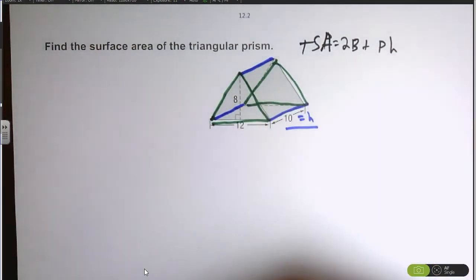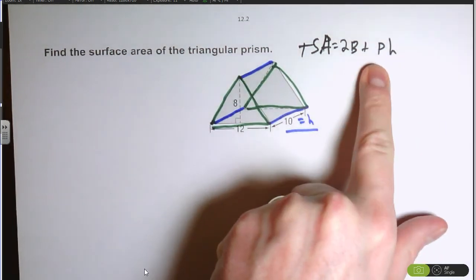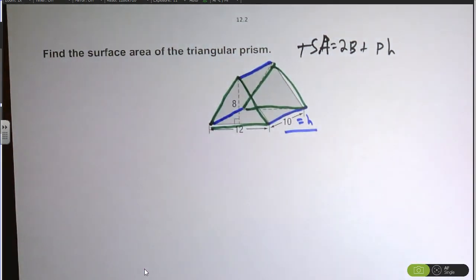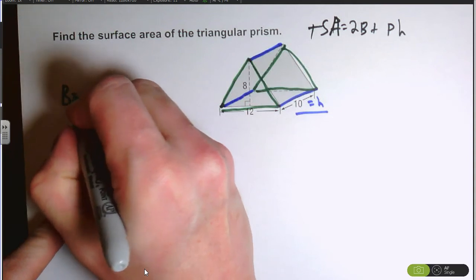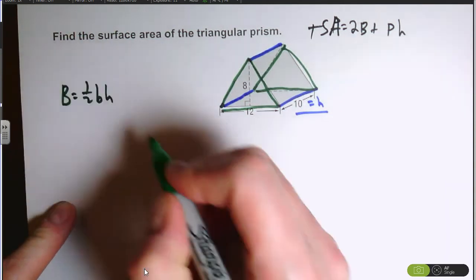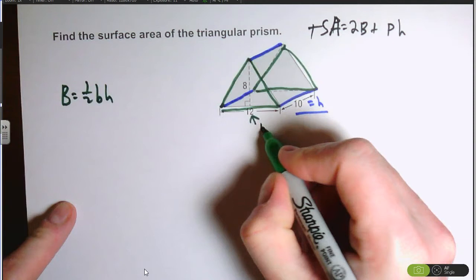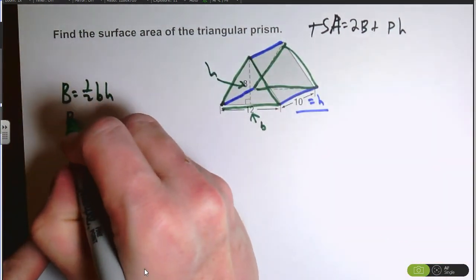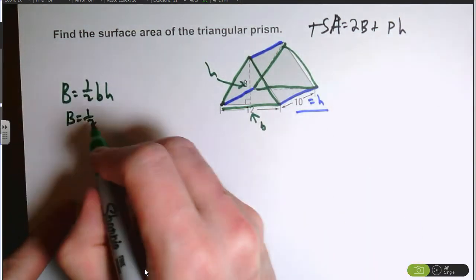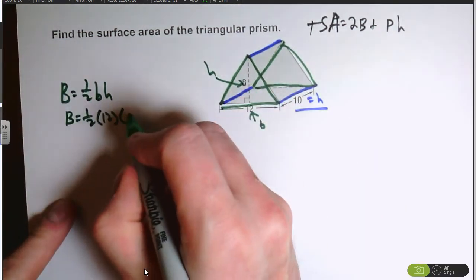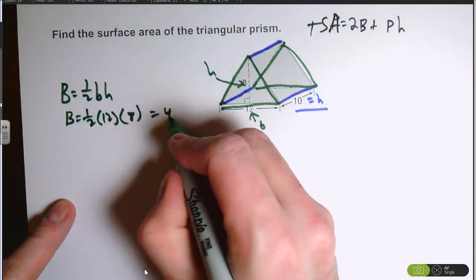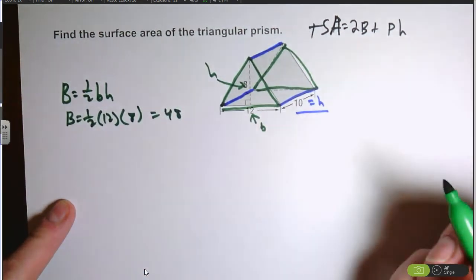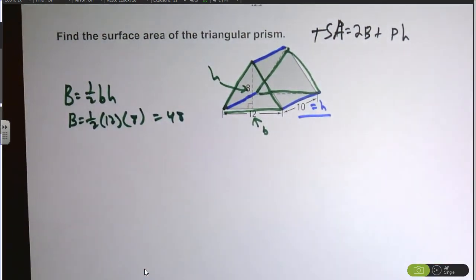Now, what makes this difficult though is when we get to the perimeter of the base, and we'll get to that in a second. So the area of the base is a triangle. So it's 1/2 base times height. Well, this is the length of the base. This is the height of the triangle, because that's all we're working with. So 1/2 times 12 times 8. So 6 times 8 is 48. We have units here, 48 units squared. So there we go. 48 is the area of a base.